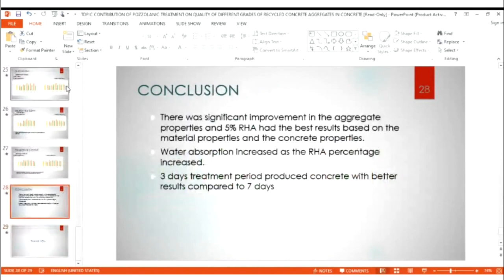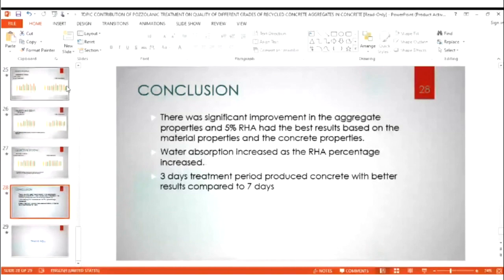To the conclusion, there was a significant improvement in the aggregate properties, and 5% RHA showed the best results. This is because RHA is a pozzolan which contains mostly silica, and therefore a certain amount of cement is required for it to hydrate so that it can form calcium hydroxide. Therefore, it is found that when you decrease the cement by 5%, the properties begin to decline.